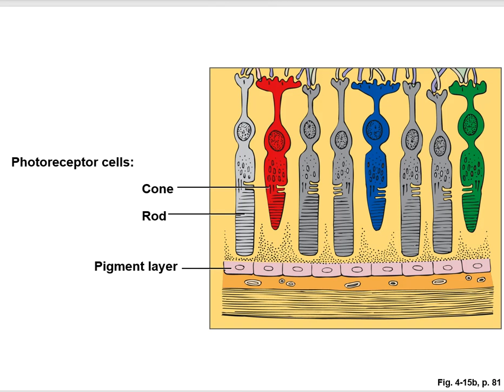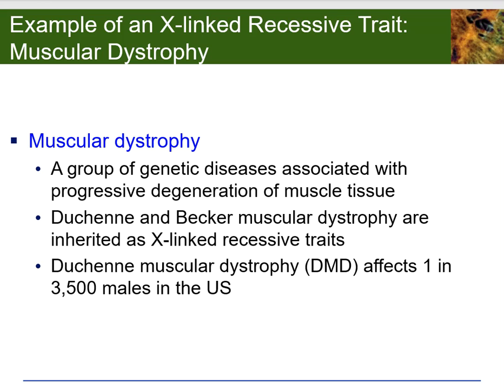There's your cones and rods. Another X-linked recessive trait, muscular dystrophy, a group of genetic diseases associated with a progressive degeneration of muscle tissue. Duchenne and Becker muscular dystrophy are inherited as X-linked recessive traits, and Duchenne muscular dystrophy affects 1 in 3,500 males in the U.S.